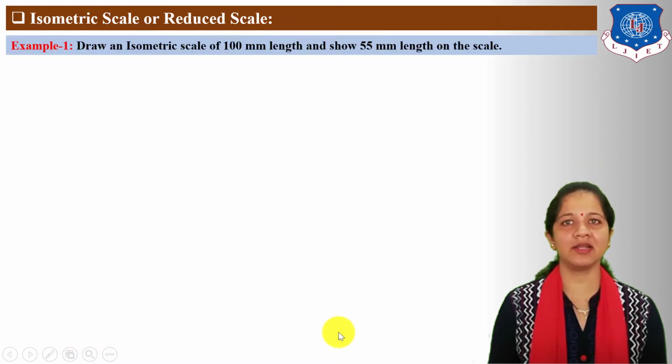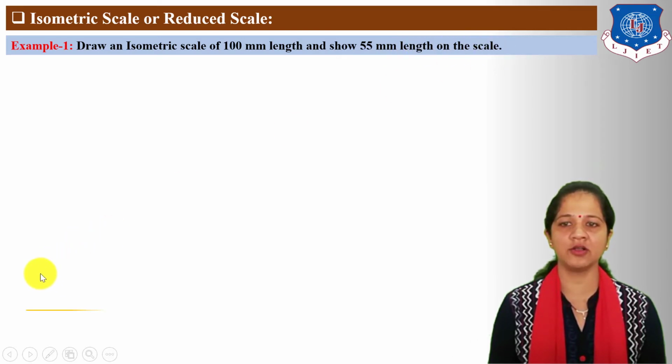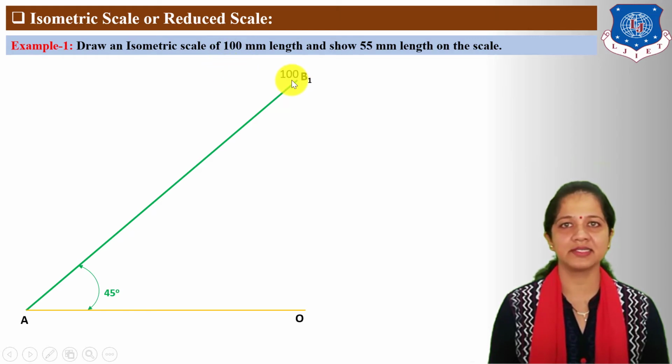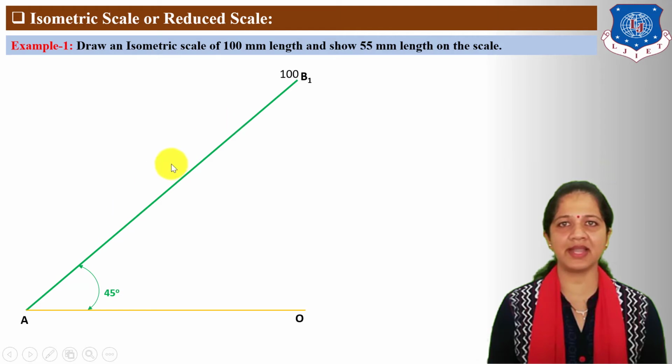Next, let us solve an example of isometric scale or reduced scale. Example 1. Draw an isometric scale of 100 mm length and show 55 mm length on the scale. First, draw horizontal reference line AO. From A point, draw a 45-degree angle line AB1 and take the size of AB1 equal to 100 mm or 10 cm. This AB1 line indicates true size.